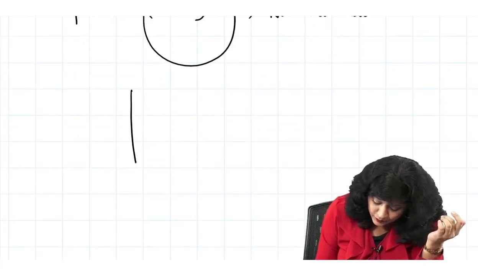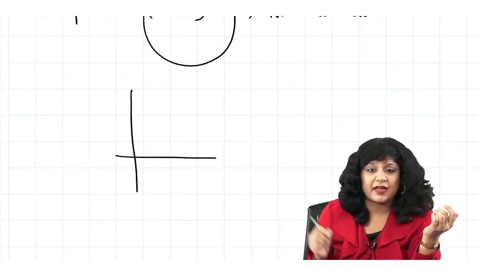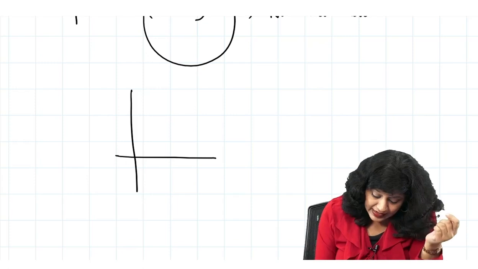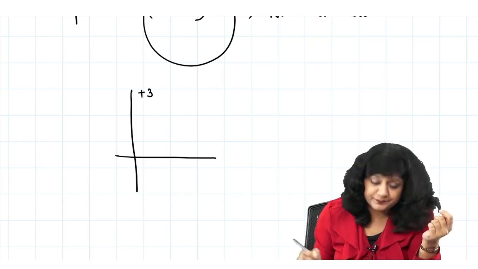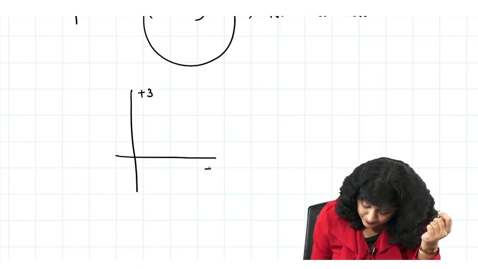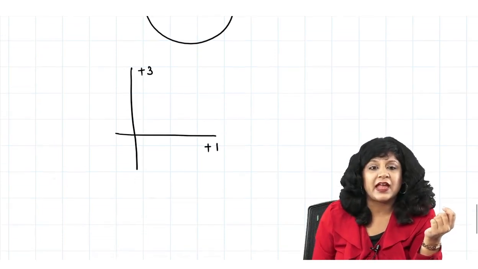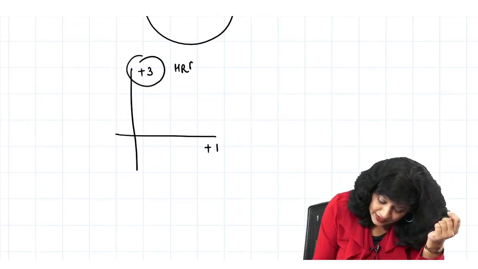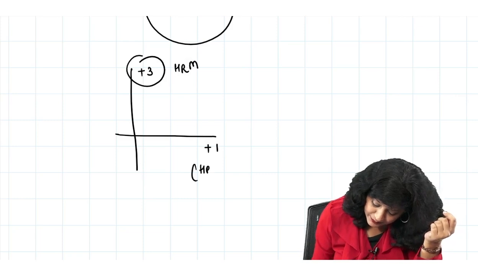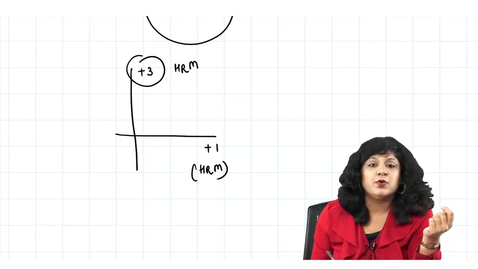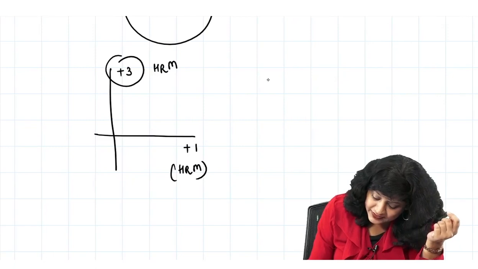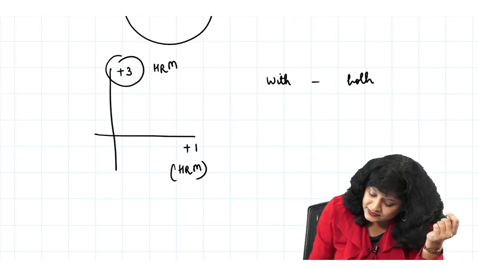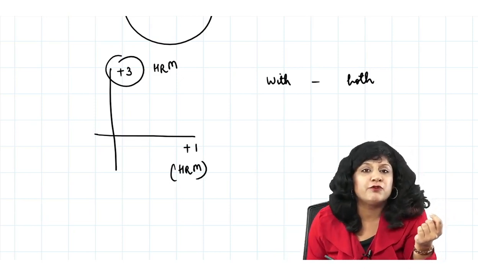Let us take one more example. Suppose I am having it like this and I am having +3 here, okay, and +1 here. +3 and +1. So this is also hypermetropia and this is also hypermetropia, right? Both hypermetropia. So I will get the with movement in both the planes. In both the axes, I will get with movement.